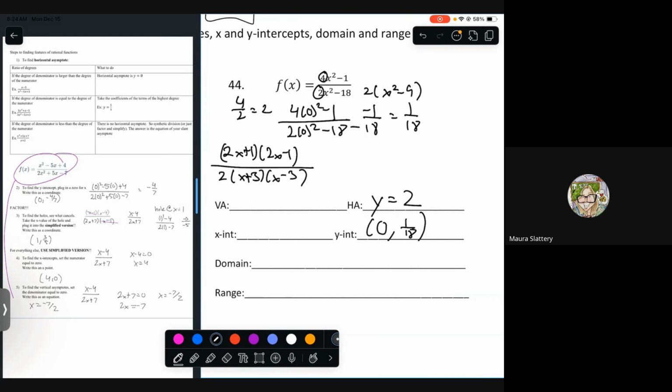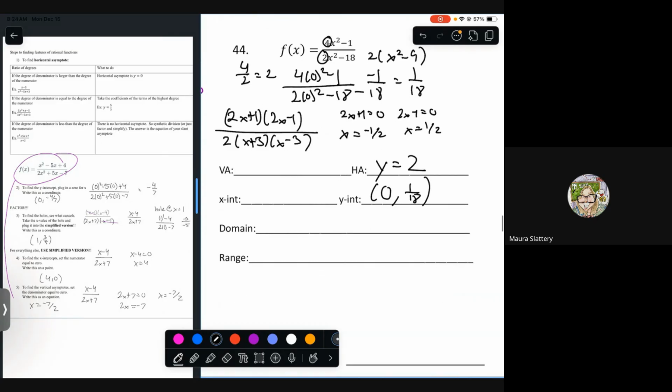So I'm going to say 2x plus 1 equals 0, and 2x minus 1 equals 0. When I solve this, I get that x is equal to negative 1/2 and x is equal to positive 1/2. So my x-intercepts are going to be negative 1/2, comma 0, and 1/2, comma 0.